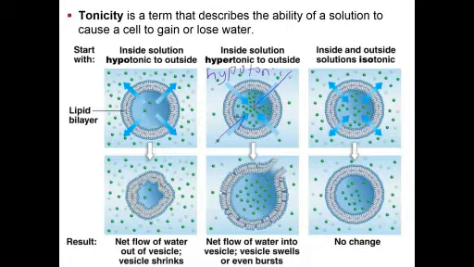It'll burst. Alright, so what if you place a cell in a hypertonic solution? That means that that solution has a higher concentration of solutes than inside the cell. So that means that water is going to move from an area of high concentration to low concentration. In this case, it's going to move outside the cell because the inside of the cell is hypotonic. So as a result, the cell is losing water to its environment. It's shriveling up.